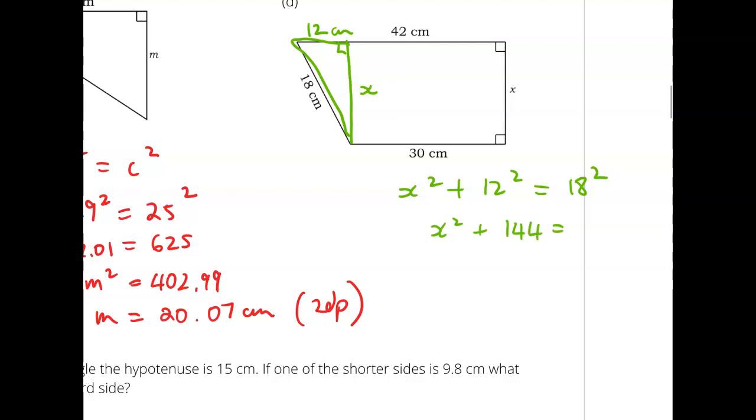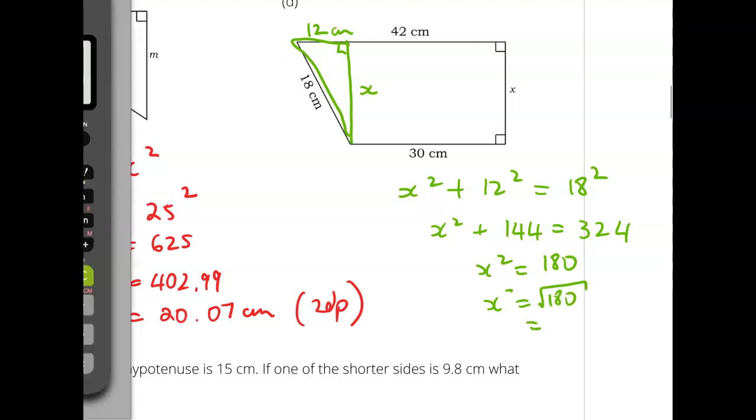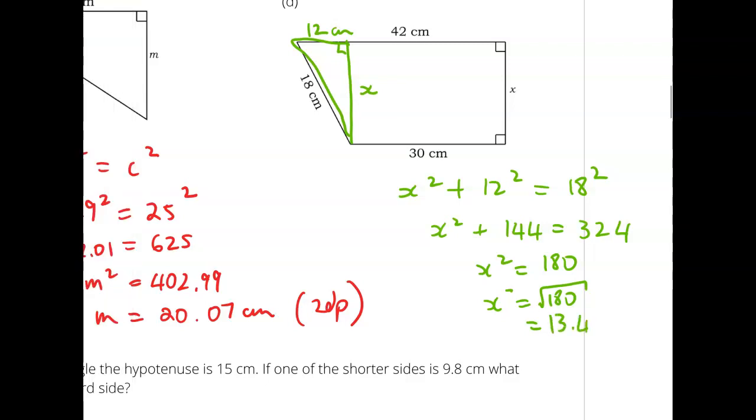And 18 squared is? Thank you. So taking 124, we get 144, and then x will be the square root of 180. 13.42, thank you.